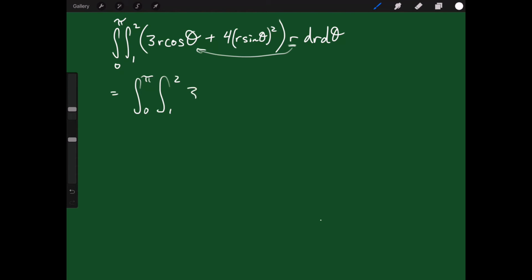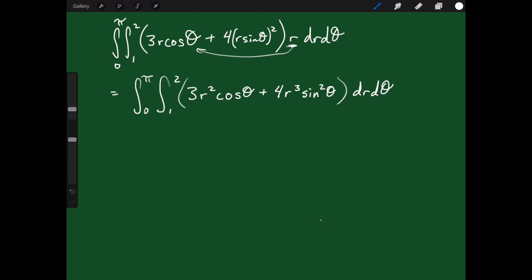So this is going to become 3r squared cosine of theta. Sorry, it looks bad. Cosine of theta. And then the second piece, I need to square that, so that will be plus 4r cubed sine squared theta, because I still need to distribute this r in there. And then that will be dr d theta. Okay, now I think we're ready to go.